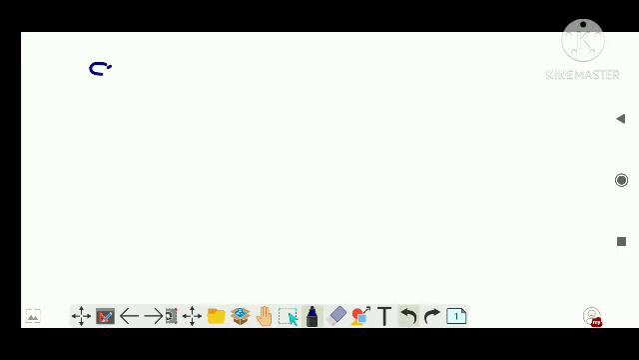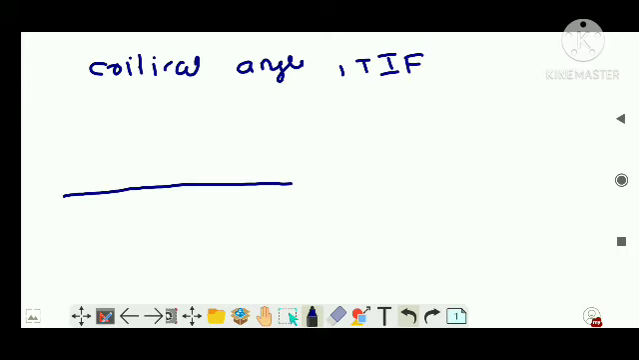Critical angle, right, and total internal reflection. Now, this can be easily taught by using a graph. Let's say this is the ray, because critical angle or total internal reflection always happens when the ray is coming from denser to rarer medium. So, this is rare and this is dense.